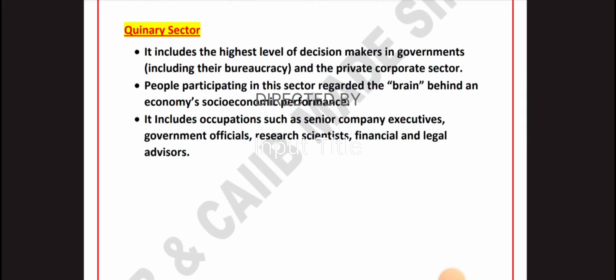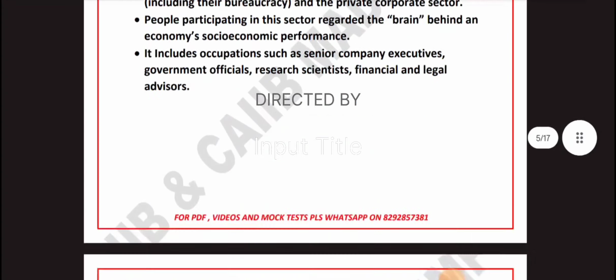Now, financial and legal advisors. Let's talk about financial and legal advisors. It includes high-ranking professionals like investment bankers, financial analysts, and corporate lawyers. They are also part of the quinary sector. They provide specialized advice to companies, governments, and individuals, guiding them on complex financial and legal matters. So these are the differences.